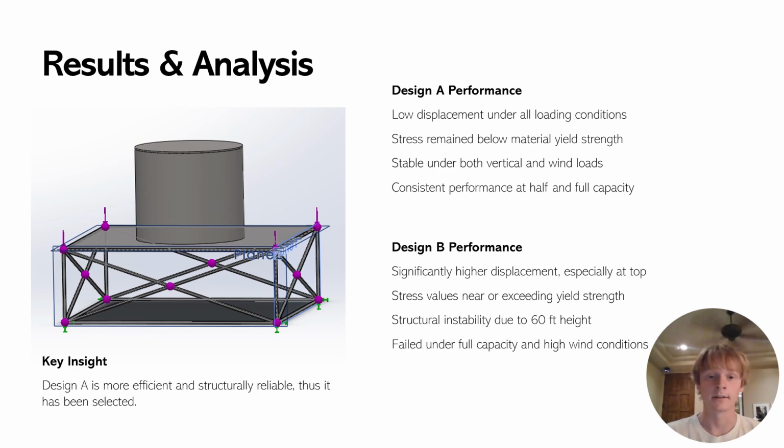In several cases, the stress approached or exceeded the yield strength of the material, which indicates that the structure would begin to fail under those conditions. This highlights an important engineering concept. Increasing height increases bending moments, which leads to higher stress and instability. So even though design B had a larger capacity, it was not structurally efficient or safe compared to design A.